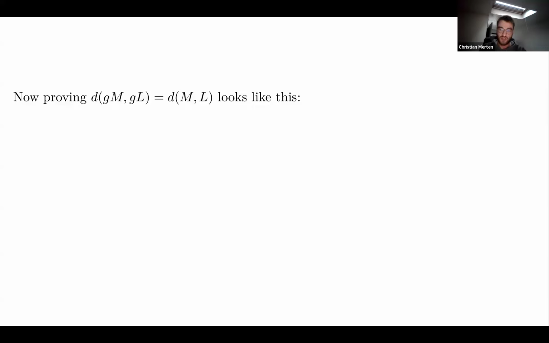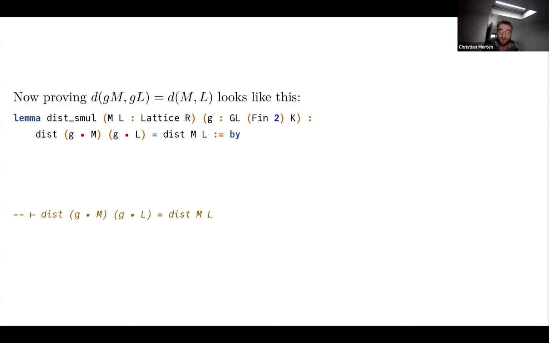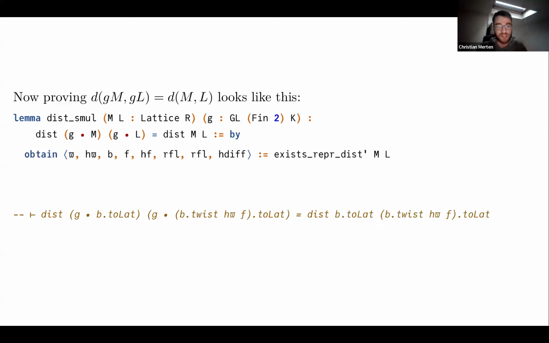So just to show how this looks in action, if you want to prove that this distance is invariant under the action of GL2K, the proof really looks like this. So the distance, this is just a statement, the distance of G times M and G times L is the distance of M and L. And what do we do? Well, in the first step, we just apply our lemma, and you already see here, you observe that what we did was just replacing the M and the L by some explicit b.toLattice and b.twist.toLattice.